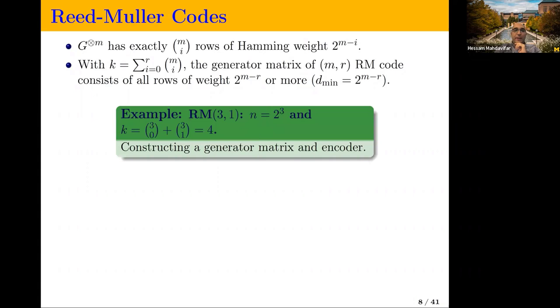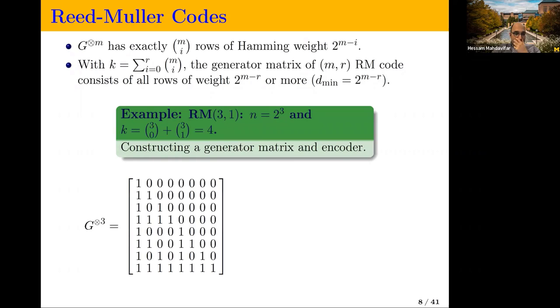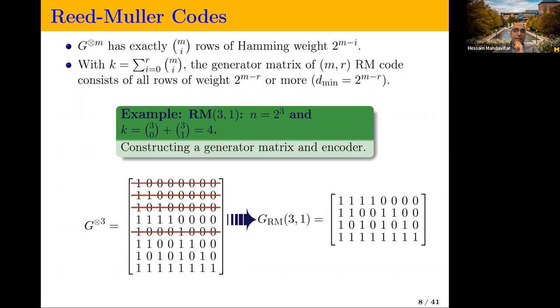So for example, Reed-Muller (3,1): the length is 2 to the 3, which is 8, and the order is 1. So k is 3 choose 0 plus 3 choose 1, which is 4. If you look at this Kronecker power of G again, this is G to the Kronecker power 3, we can see that there is exactly one row of weight 8, there are three rows of weight 4, three rows of weight 2, and one row of weight 1. We are going to select the ones that have weight 8 and weight 4, and the other ones, with weight 1 and 2, we are going to erase. So this gives me the generator matrix for the (3,1) Reed-Muller code.